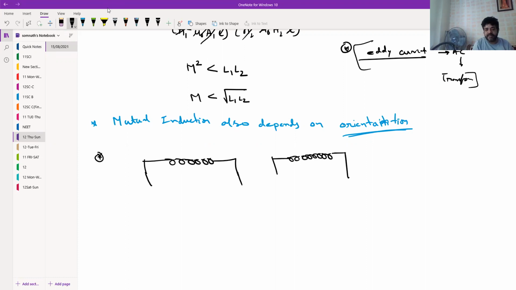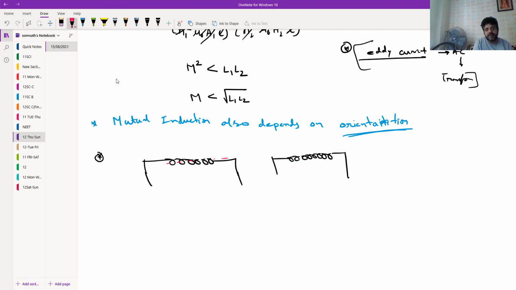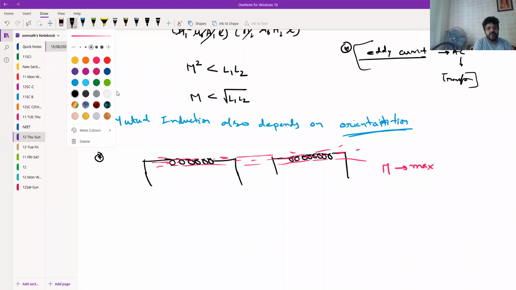So I am putting them in such a way that their magnetic flux is common. In that case, what happened? Maximum magnetic field passes through them, which means mutual induction is maximum. Yes or no? Yes, sir. So is it okay, everyone? Yes, sir.